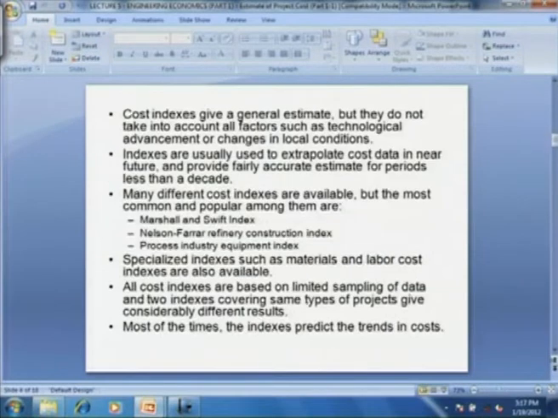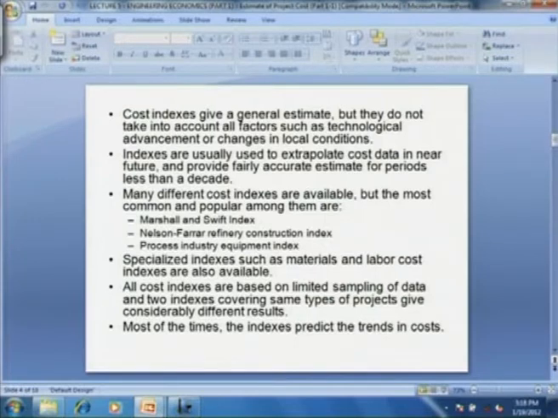Cost indexes give a general estimate, but they do not take into account all factors such as technological advancement or changes in local conditions. Indices are usually used for extrapolating cost data in the near future, let us say over a period of 4 to 5 years, and provide a fairly accurate estimate for periods less than a decade. Many different cost indices are available in the literature. The most common and popular indices are the Marshall and Swift index, the Nielsen-Farrar refinery construction index, and the process industry equipment index. Specialized indexes are available such as the material and labor cost index.